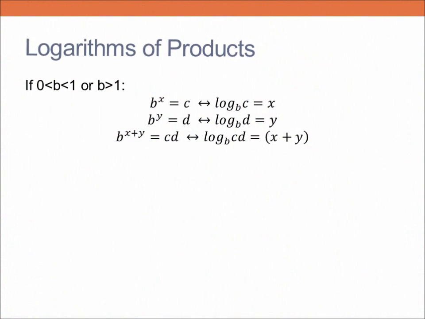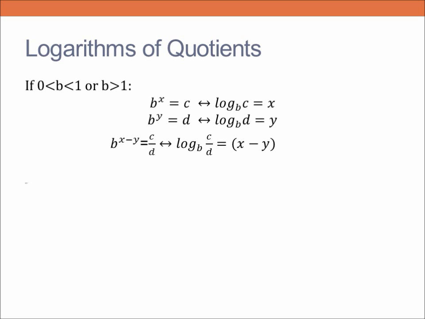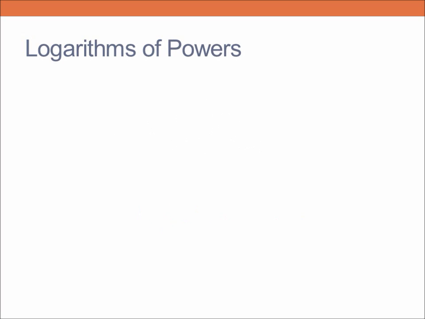The logarithm of a product says that when we multiply two numbers or variables together, we can write it as log base b of c plus log base b of d. We apply similar steps with the logarithm of a quotient. Instead of adding the two numbers or variables together, we subtract them. We get log base b of c minus log base b of d.